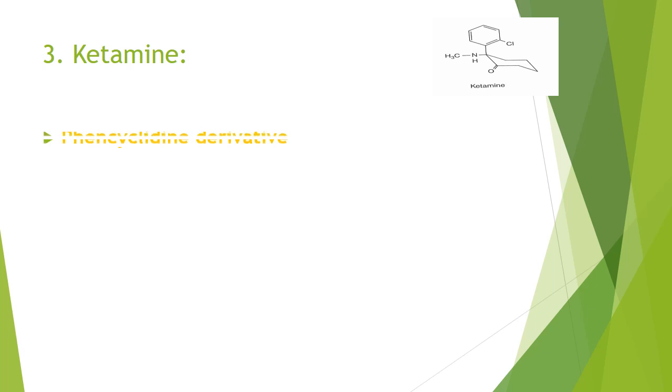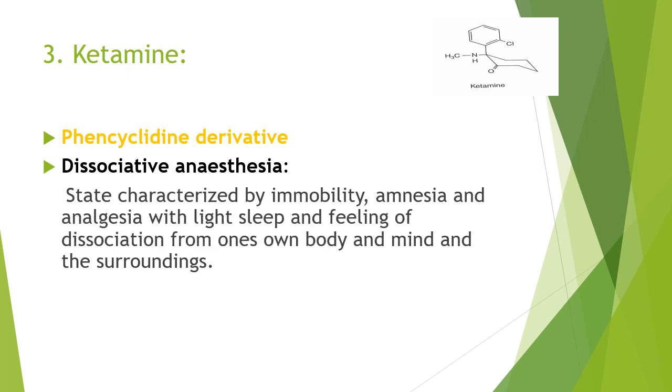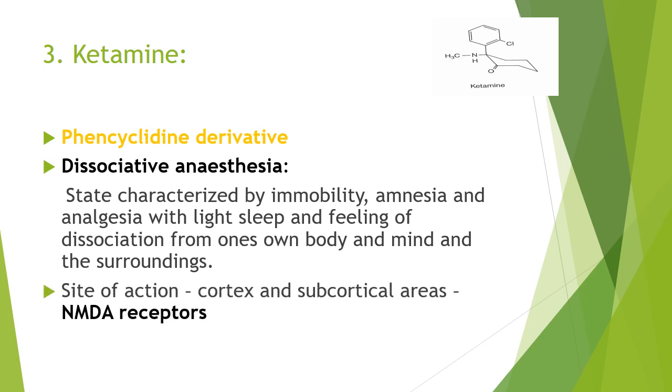Next IV anesthetic agent is ketamine. Ketamine is a phencyclidine derivative. It will produce dissociative anesthesia. What is dissociative anesthesia? It is a state characterized by immobility, amnesia, and analgesia with light sleep and a feeling of dissociation from one's own body, mind, and the surroundings. Site of action of ketamine is that it acts upon the cortex and subcortical areas. It blocks NMDA receptors.